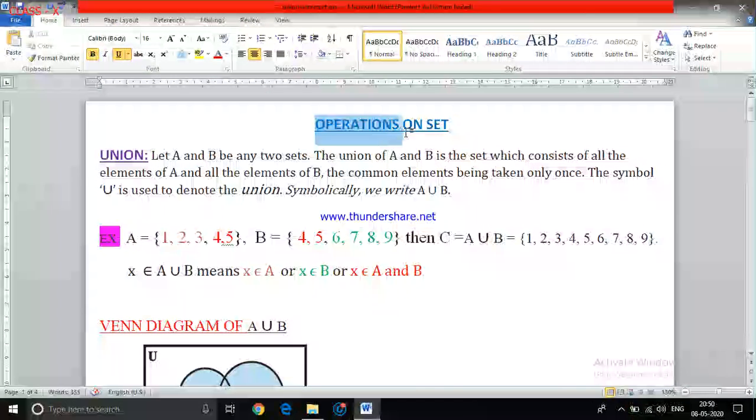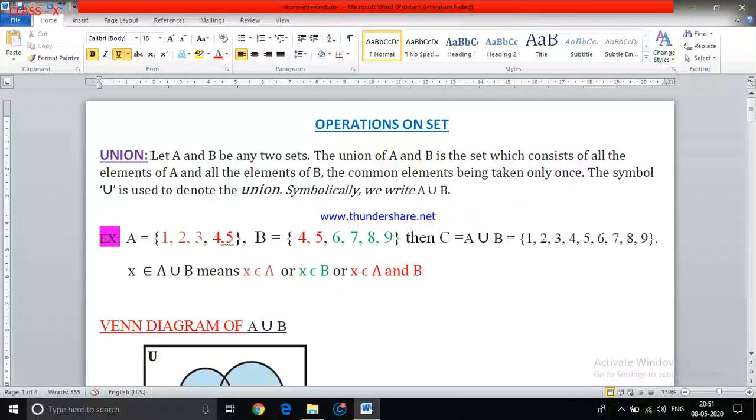Topic: operations on sets. Like if you have the number system, you have operations on the numbers like addition, multiplication, subtraction and division and all. Now like that, if I have two sets or three sets and so on, what are the operations I can do? Out of those operations, the first one is union of two sets.